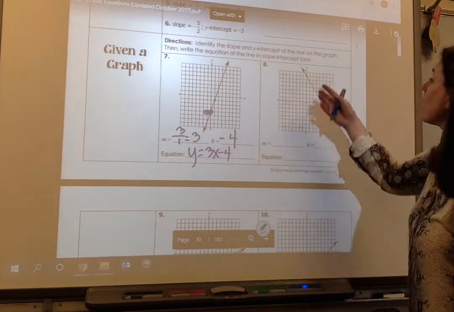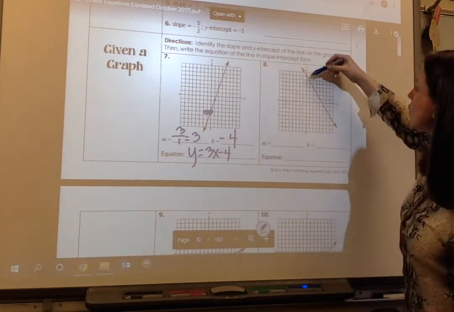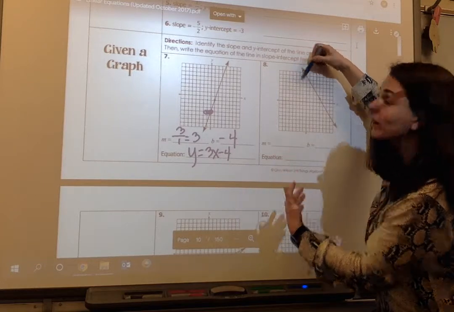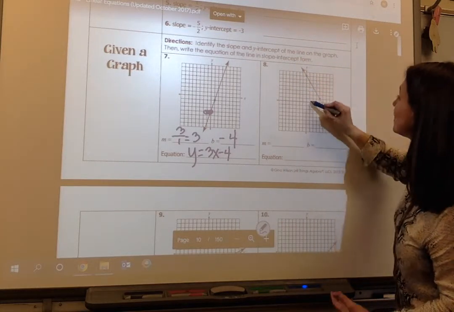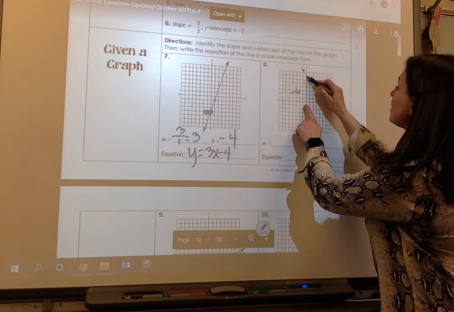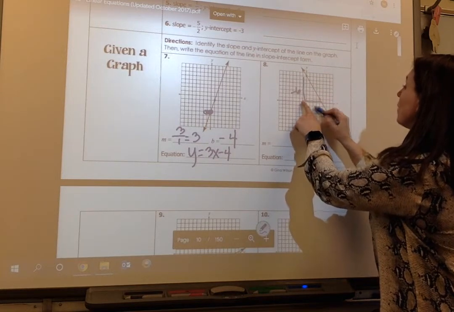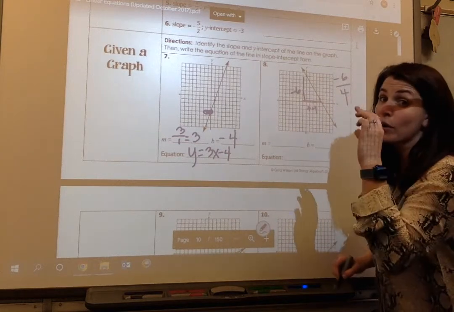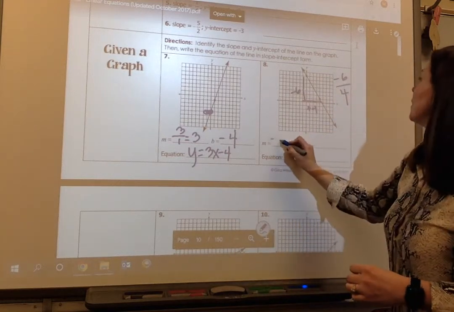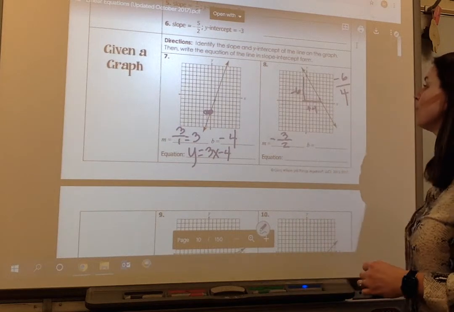All right, let's look at number 8. I know my slope is negative, so if my turtle starts at the leftmost point, he's going to have to go down 1, 2, 3, 4, 5, 6. He's going down 6, and he's running positive 4. So negative 6 over 4. Remember, slope is always a reduced fraction, so m equals negative 3 over 2.